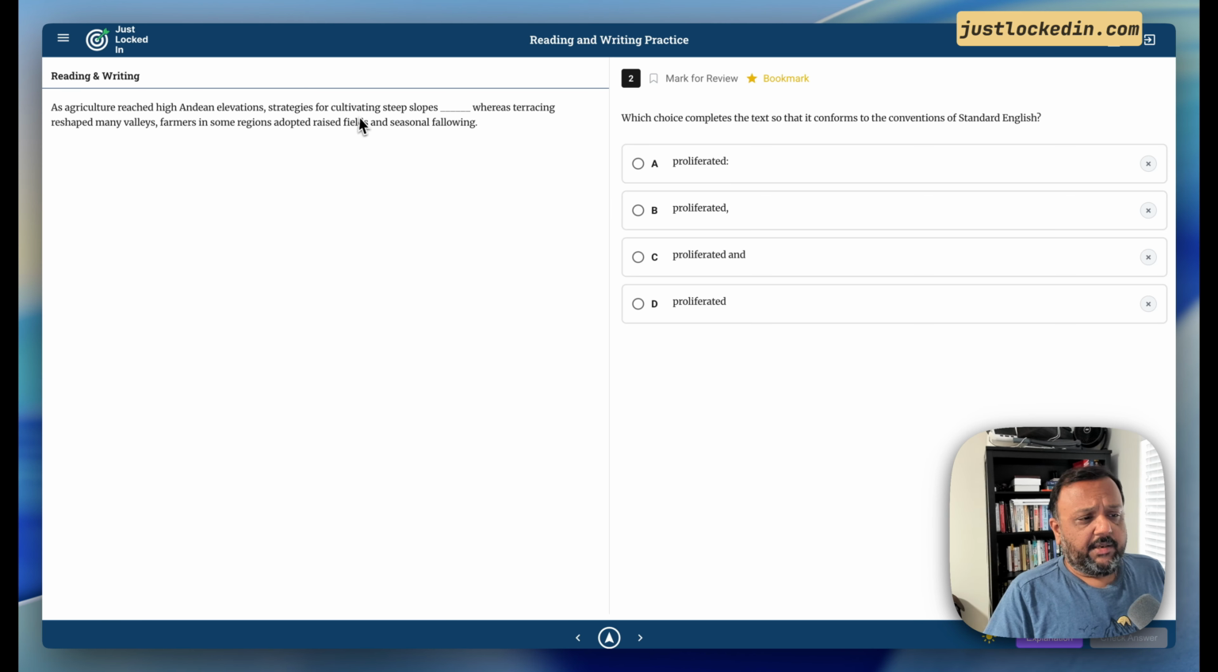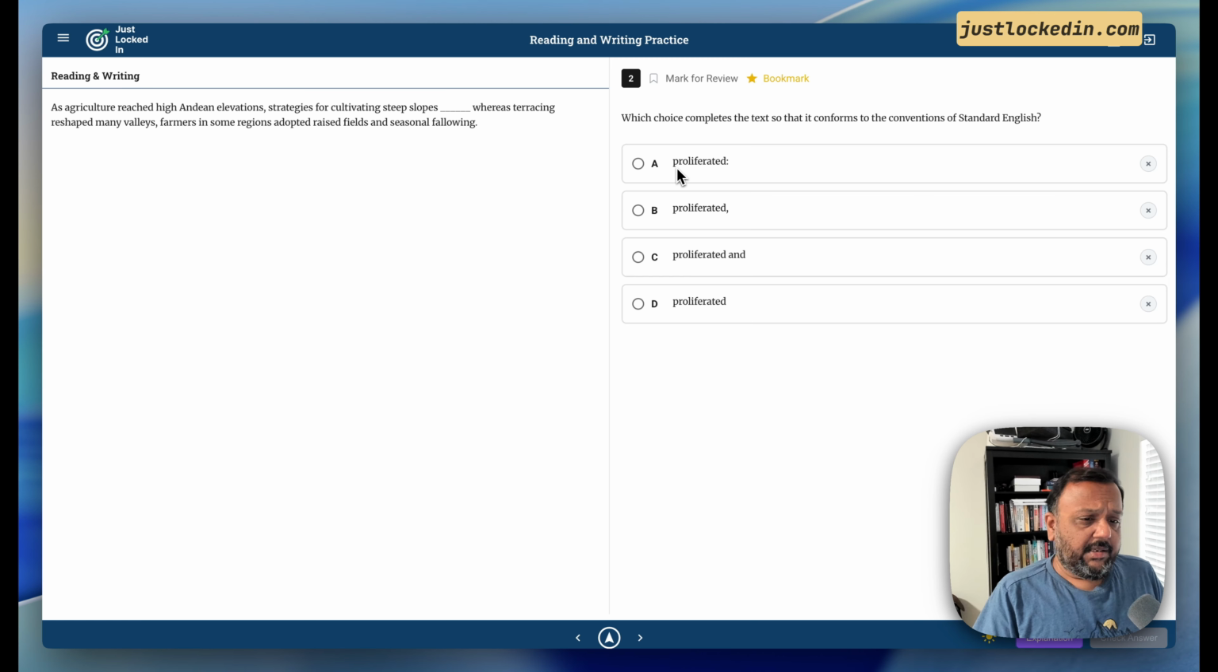So essentially what it's trying to say is the first one makes a statement about all these new strategies for cultivating the steep slopes of the Andes. And then the second one actually substantiates it. Okay, it gives some examples. Okay, so that's the context. All right. So now when we look at these options, take the first one, proliferated colon.